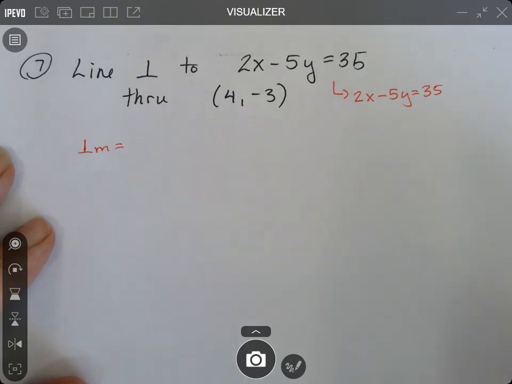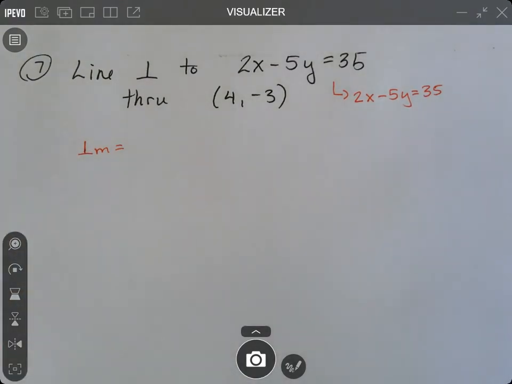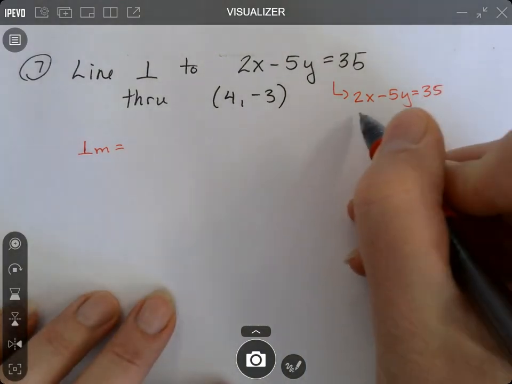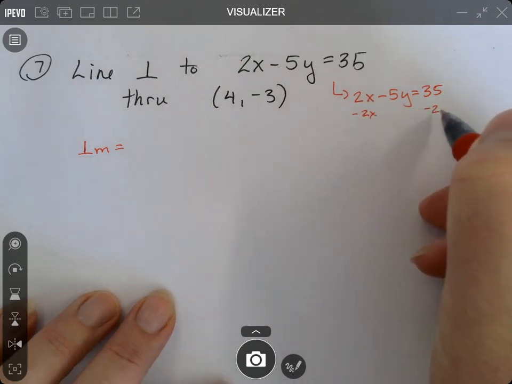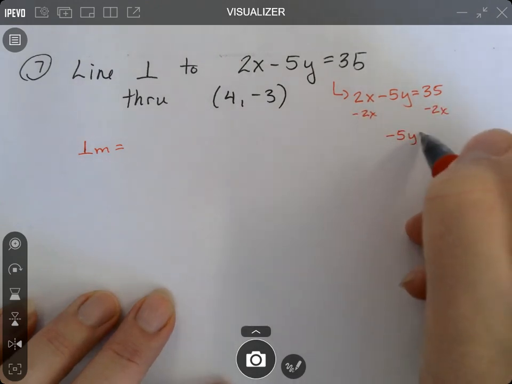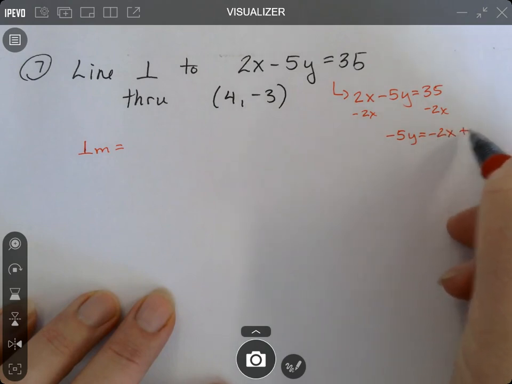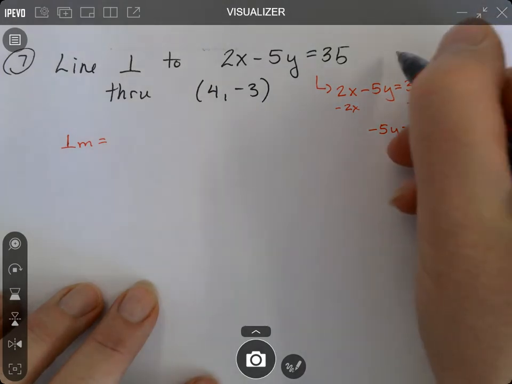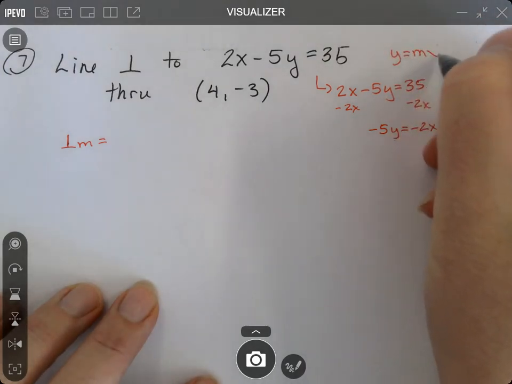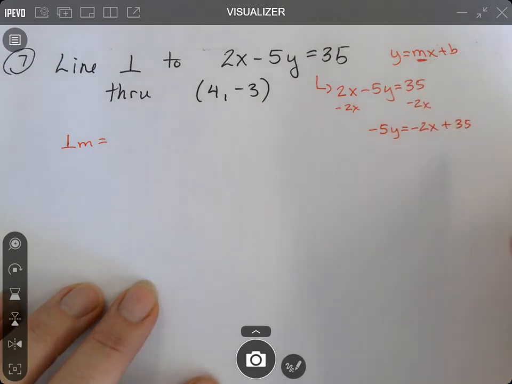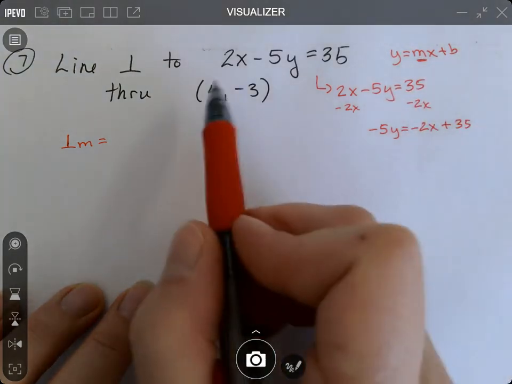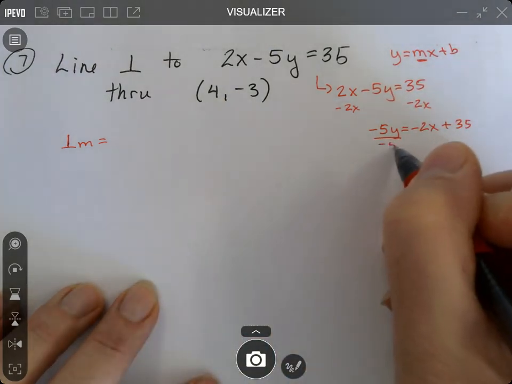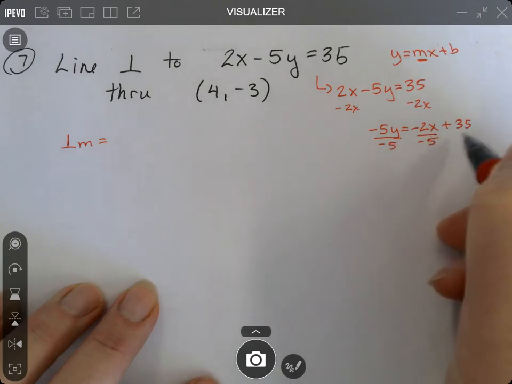So this is where I'm sort of doing a problem before I can do this problem, right? I mean, you are required to do y equals mx plus b to graph. So we're doing that now. Minus 2x, negative 5y equals negative 2x plus 35. And so if I need to get y by itself, the only way to find slope by looking at the equation is if you have y equals mx plus b. Can't we just stop? We only have to divide the 35.